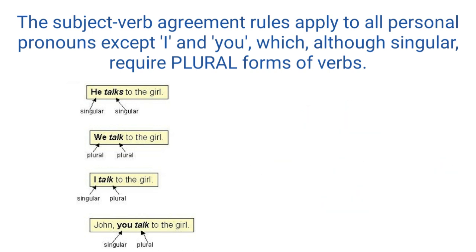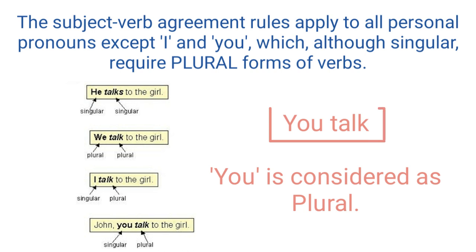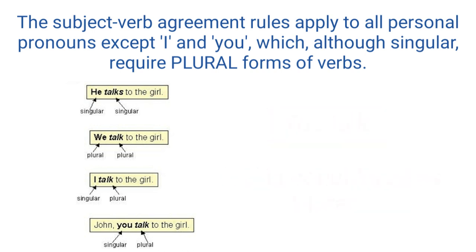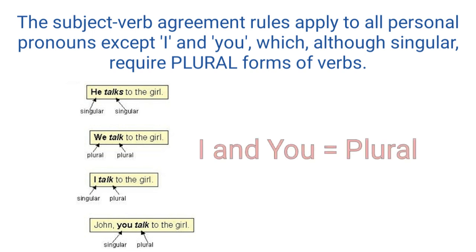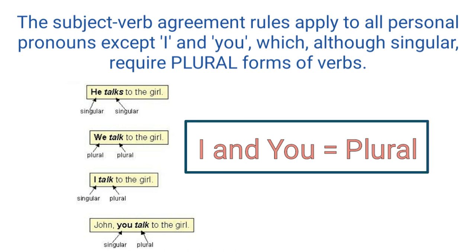Look at the next one. John, you talk to the girl. The word you, the subject you. You is singular really, but it's considered as plural. That's why we used the plural verb talk. So except I and you, we can use singular verbs for all the personal pronouns, but I and you, even though singular, are considered as plural.